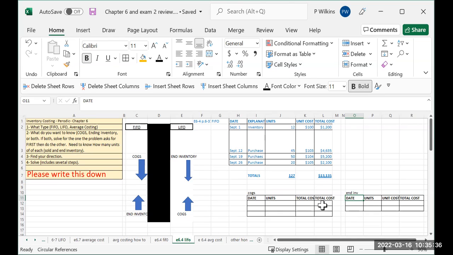Your homework will not be in that nice chart. It looks like it is, but it's not. So you need to be careful and make sure that you have the chart set up correctly, starting with beginning inventory and then purchases and then the totals.